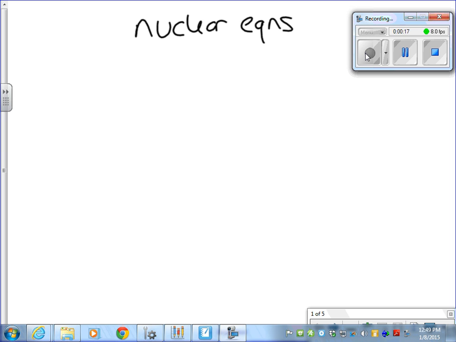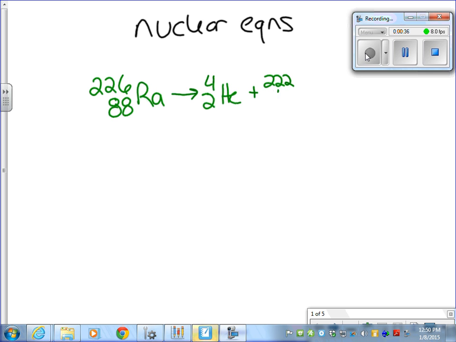The top numbers are still the mass numbers. The bottom numbers are the charge, or the atomic number. Okay, so an example of a nuclear equation is 226 over 88. This is a very common one. Okay, this is the alpha decay of radium.